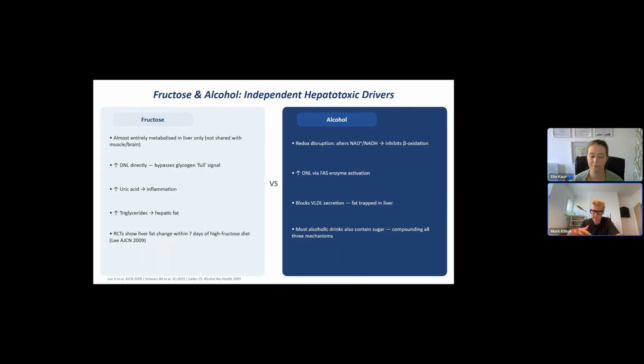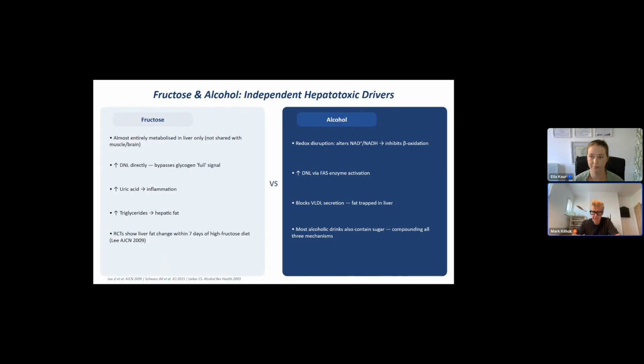Also, ethanol itself directly activates fatty acid synthase, which is the key enzyme in de novo lipogenesis. So we're not able to burn fat, and we start to store more fat within the liver itself. So alcohol drives that fat synthesis even without any carbohydrate.